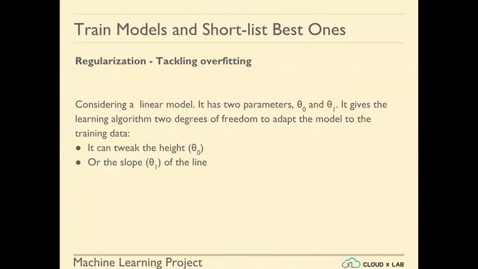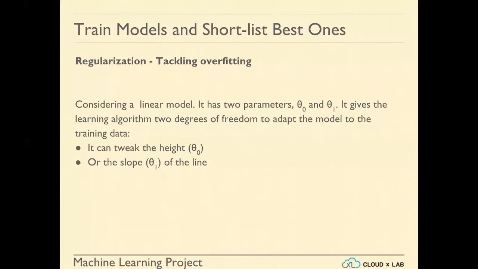Consider a linear model. It has two parameters, theta 0 and theta 1. It gives the learning algorithm two degrees of freedom to adapt the model to the training data. It can either change the height or the slope of the line, right? Height means the distance from the center when x is equal to 0, right? So that's basically the height we are talking about, and the slope. Slope is the angle. Now we have two parameters. We could change either the height or the slope, and we can fit the line.